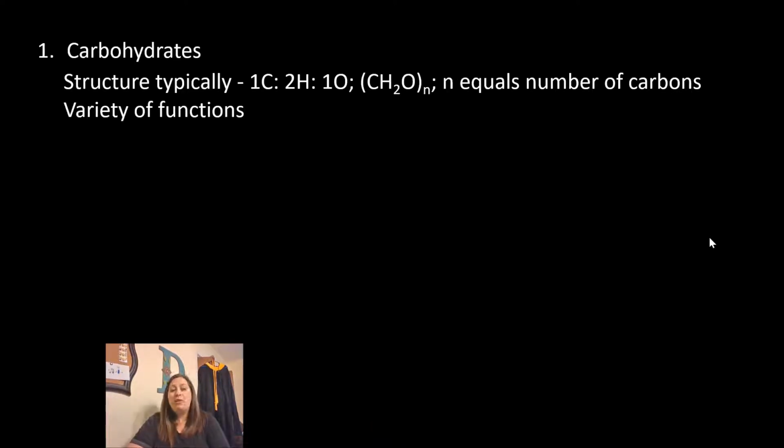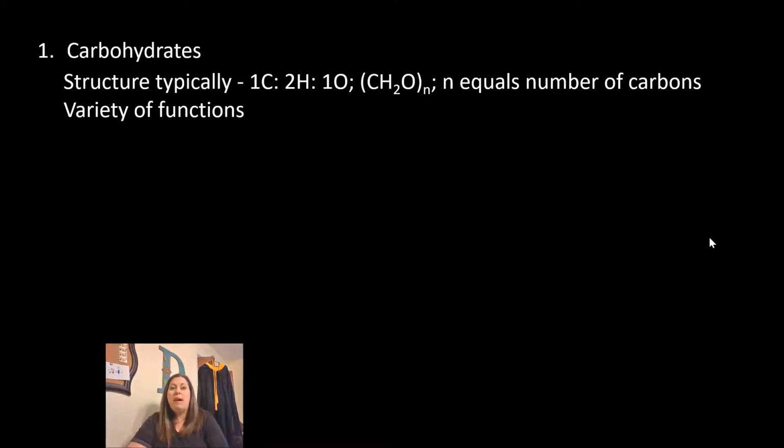So guys, when we talk about the typical structure of carbohydrates, they're going to have 1 carbon to 2 hydrogens to 1 oxygen. So there's a ratio here: CHO, but with double the amount of hydrogens compared to carbon and oxygens. A lot of times when we represent this, they put it in parentheses with a little n, where n equals the number of carbons that are present.